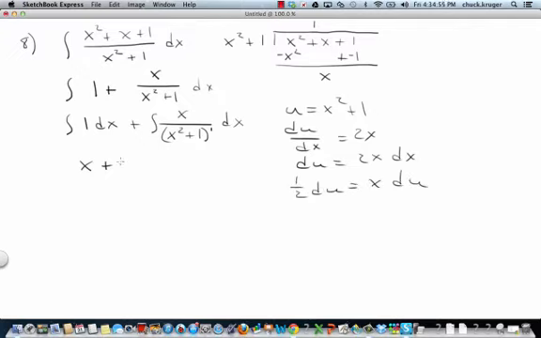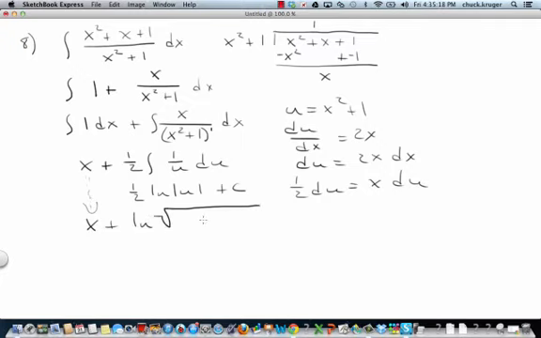So now I'm going to substitute, and I'm going to have 1/2 times 1 over u du. That means I'm going to have 1/2 natural log of the absolute value of u plus c. So now I'm bringing in my x's. There's this x right here. Don't forget about that. Plus the natural log of the square root, that's my 1/2 power, of x squared plus 1 plus c. And that's the answer for that.